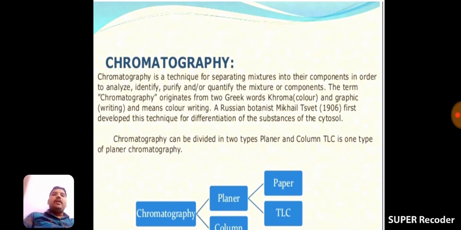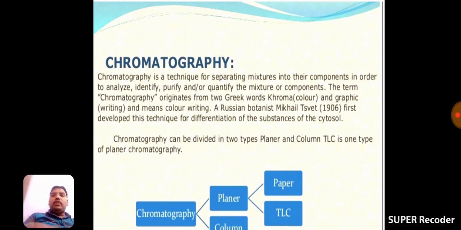A Russian botanist, Michael Swetter, proposed the chromatography technique. He was a botany scientist from Russia. In the year 1906, he first developed this technique for the differentiation of the substances of the cytosol. Cytosol is one of the plant solutions, and to analyze that plant solution, Michael Swetter used this chromatography technique.